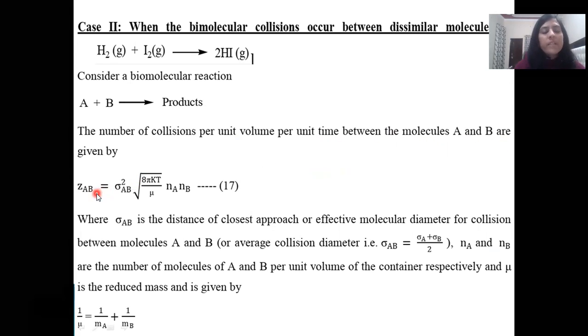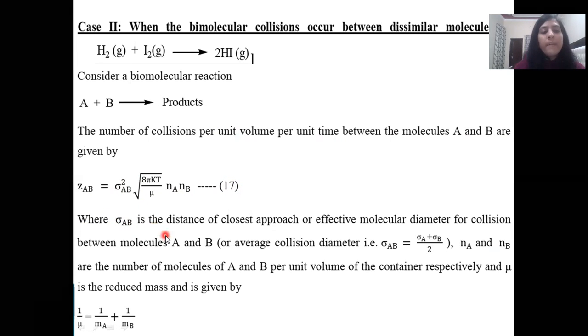The number of collisions per unit volume per unit time between the molecules A and B is given by ZAB is equal to sigma square AB under root of 8 pi kT upon mu into NA into NB. This is equation number 17. Numbering is in continuation of the previous video. In the previous video, the numbering went up to 16, and in this video, the numbering proceeds from 17 onwards.